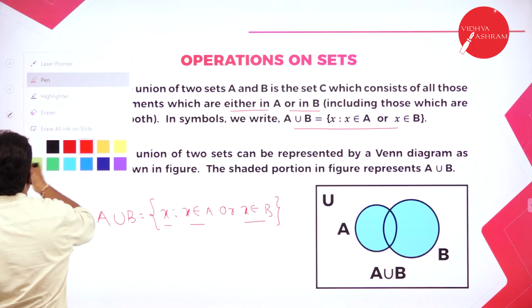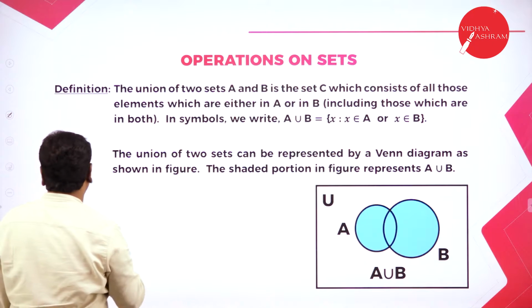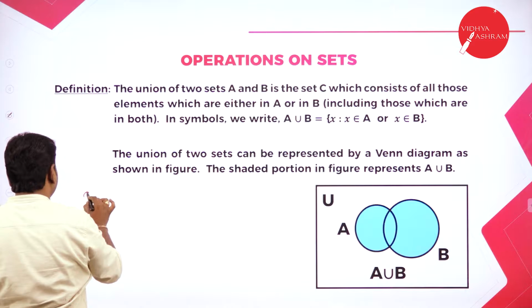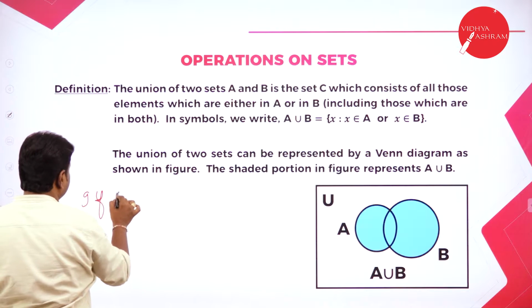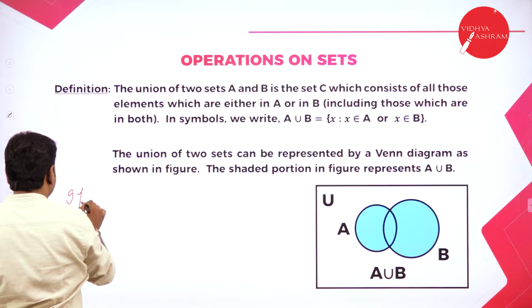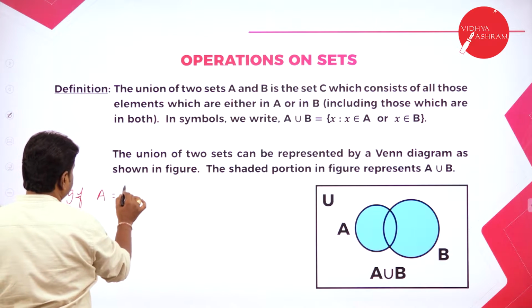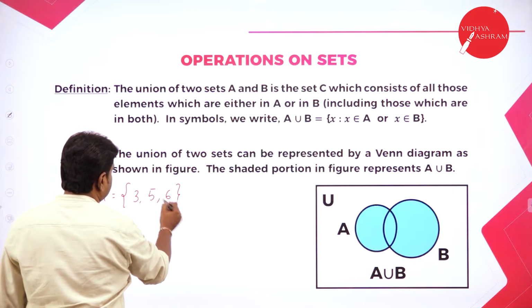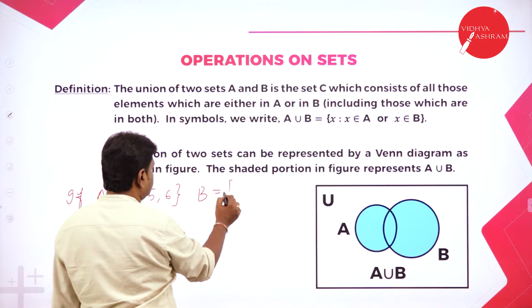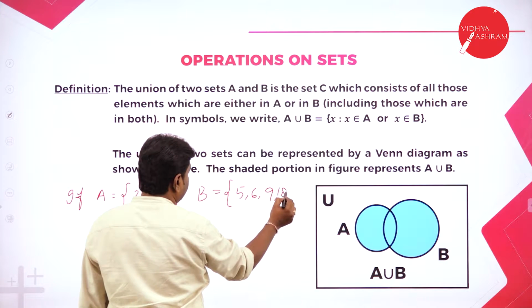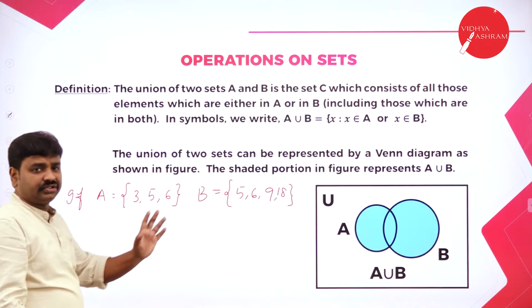Now to understand better, we'll take one more example. If set A is equal to 3, 5, 6, and set B is equal to 5, 6, 9, 8, 9, 18. So I've written two sets.